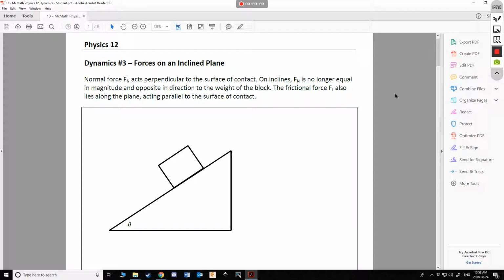Okay, so last day for dynamics. And we will be spending a few days on this just to make sure we understand this concept. So we have the problem of forces on an inclined plane, an object on an inclined plane.